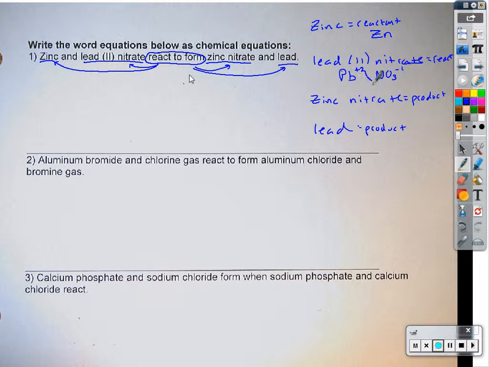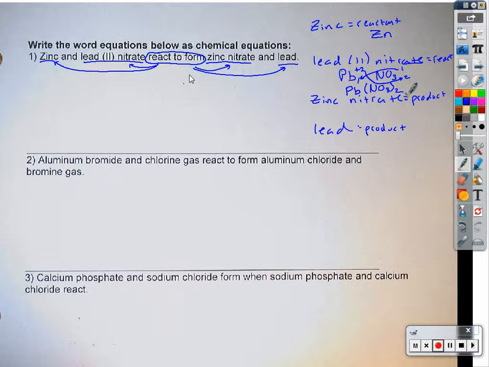Now we got to swap the numbers, so the 2 is going to come over here. The 1 is going to come over here. We check to make sure we can't reduce those, and a 1 and a 2 can't be reduced any. We write our formula. We don't include the 1. Don't write 1s in formulas, so it's just Pb. And then before you put that 2 on the nitrate, you have to put it in parentheses. That 3 is part of the formula for nitrate. You are not allowed to change that. So we put it in parentheses to protect the 3. Pb(NO3)2.